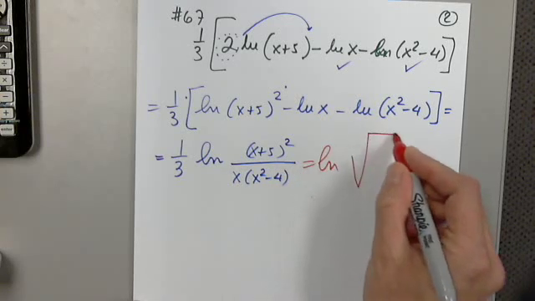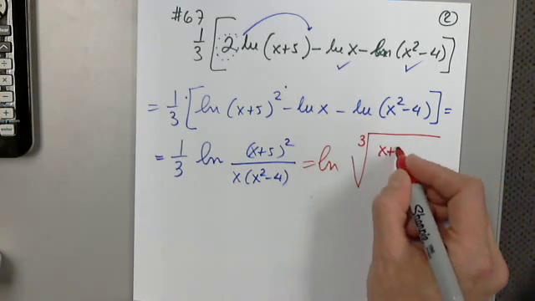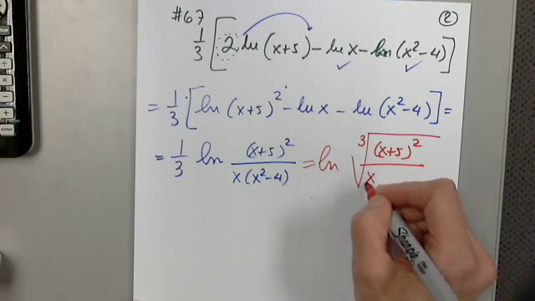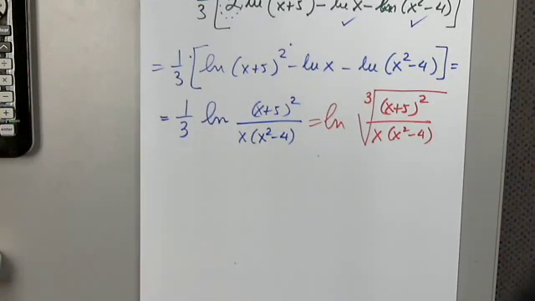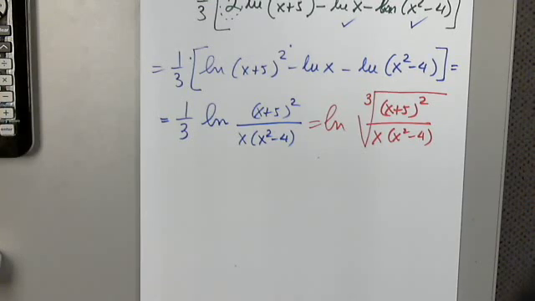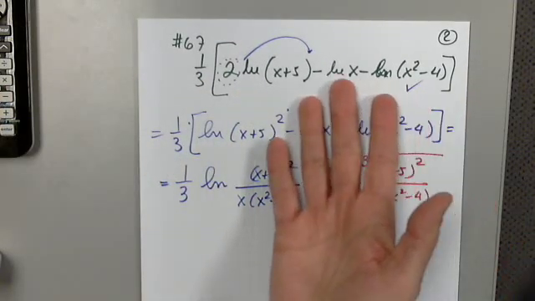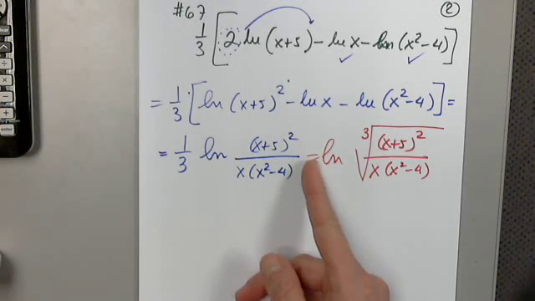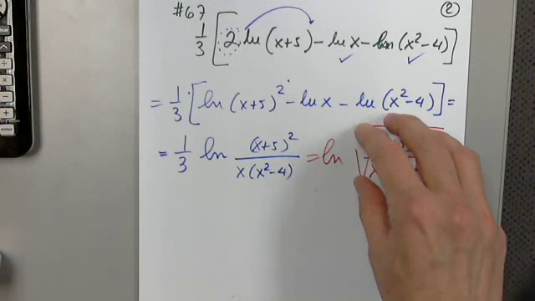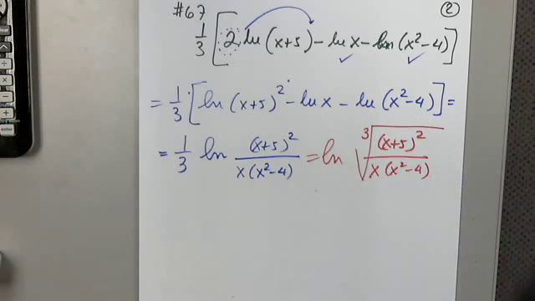So natural log of the cube root of x plus 5 squared over x times x squared minus 4. And we condensed, what did we condense? All this into one log with coefficient of 1 and a complicated, if you want, expression. Is that better? Yes?